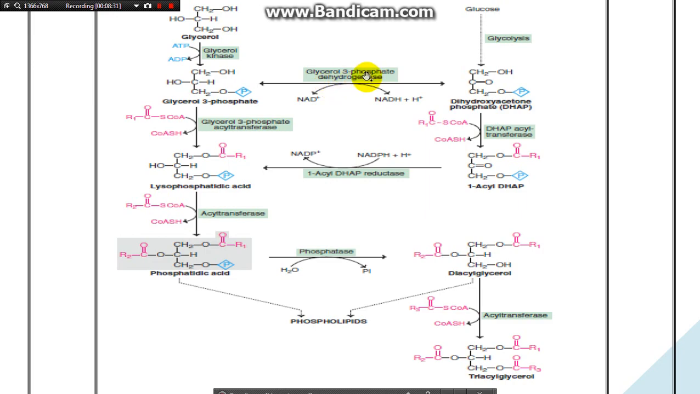This reaction is reversible, and also this compound is converted to 1-acyl dihydroxyacetone phosphate by dihydroxyacetone phosphate acyl transferase when the acetyl CoA is added to this compound and the acyl group is added to one position to give 1-acyl dihydroxyacetone phosphate, and this compound is converted to lysophosphatidic acid by the 1-acyl dihydroxyacetone phosphate reductase enzyme.